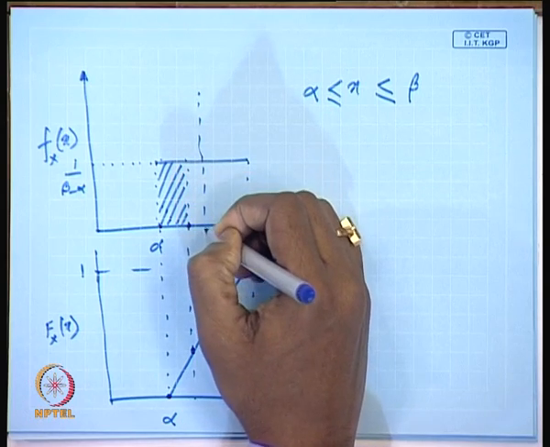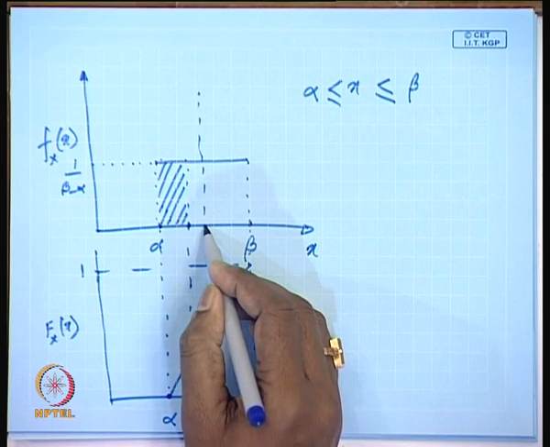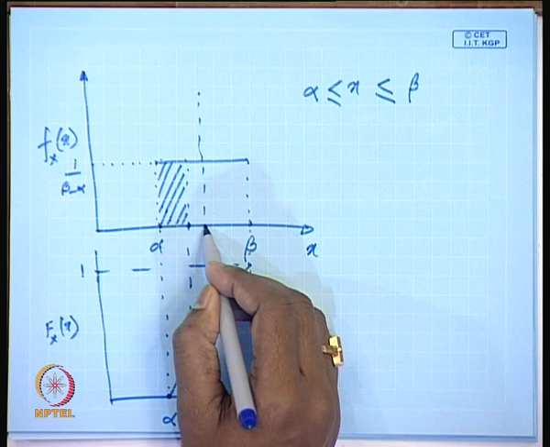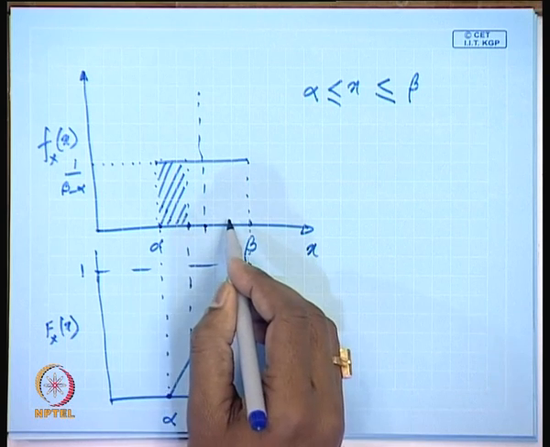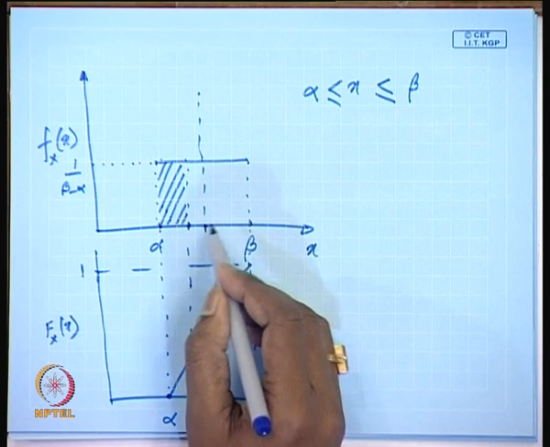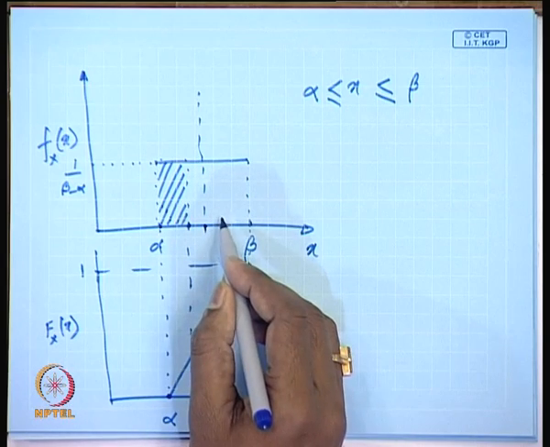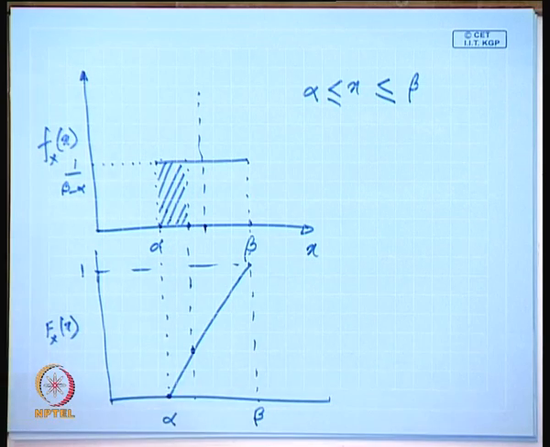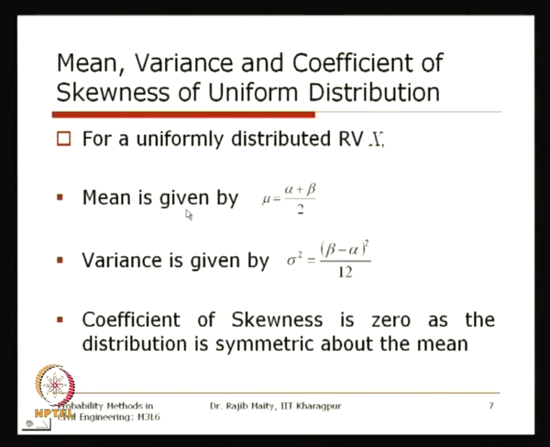which we know is the measure of the symmetry with respect to its mean. We see that this distribution is symmetric with respect to the mean, that is why the skewness will also be 0. So, the mean is the average of the lower and upper bound of the distribution, and the coefficient of skewness is 0 as the distribution is symmetric about the mean.